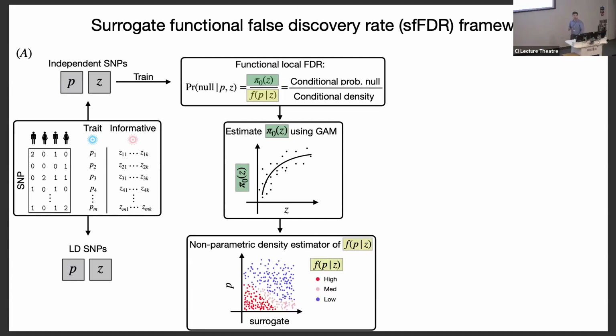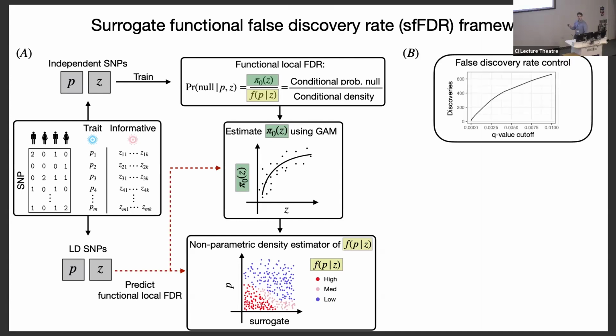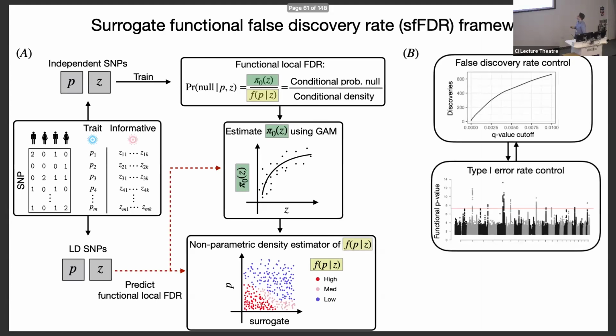It's the conditional density of the p-values given the informative data. And we want to have a non-parametric estimator. And non-parametric density estimation is quite hard in higher dimensions. And so we construct a surrogate variable based on pi naught to keep it as a two-dimensional problem. And we find this works out really well in practice. And so once we have these fitted curves, we can go back and then predict the local FDR of the left-out SNPs. And as I mentioned, once we have the local FDR, we can get our Q values for FDR control, and we're going to map it back to this functional p-value quantity to control the type 1 error rate. And so that's just a brief overview of the method.